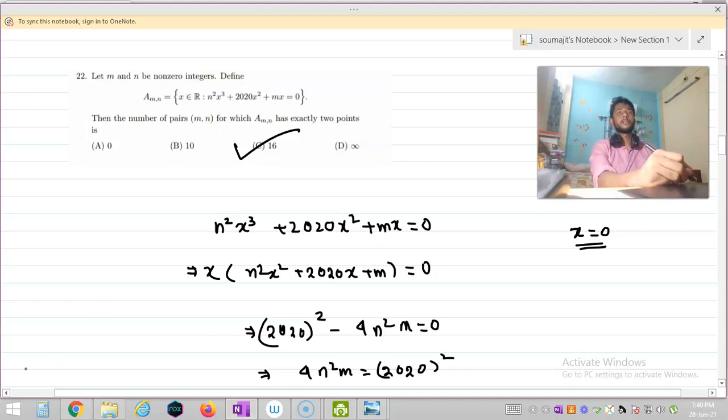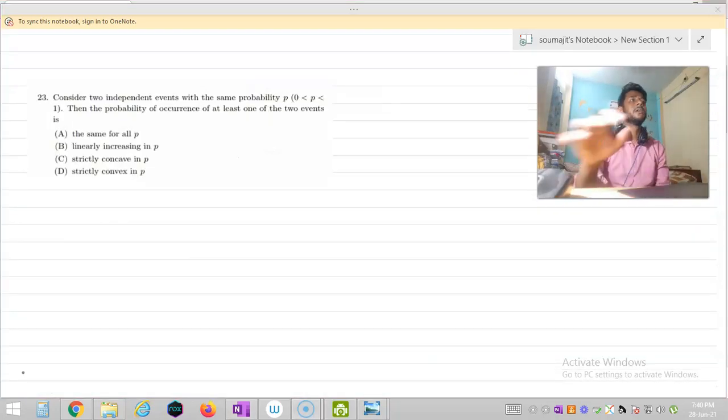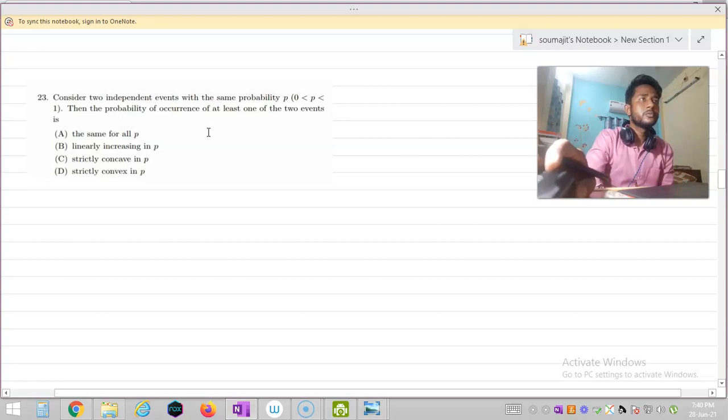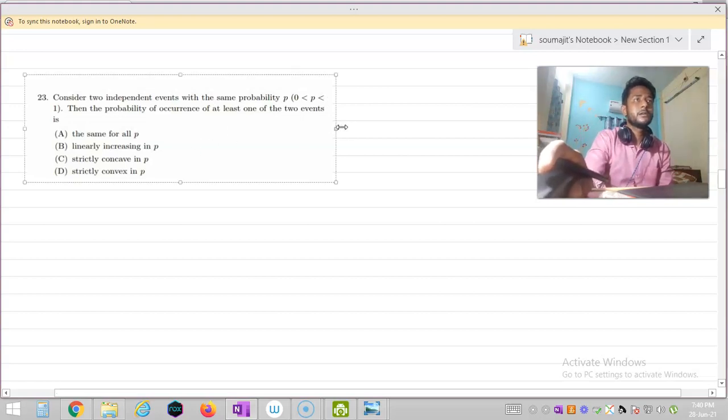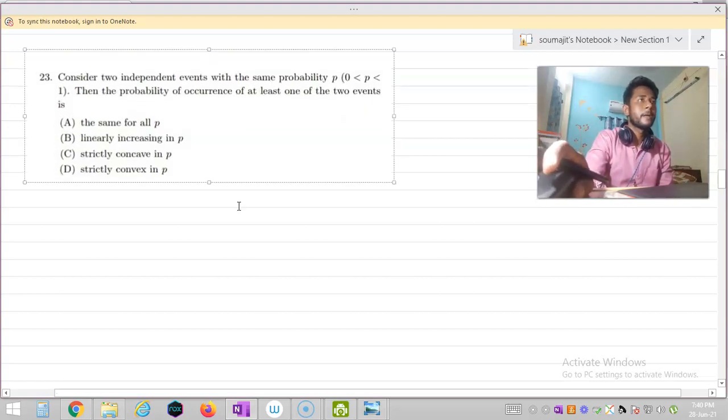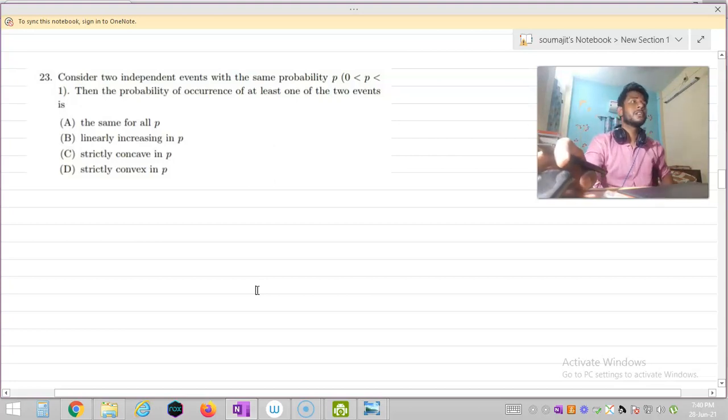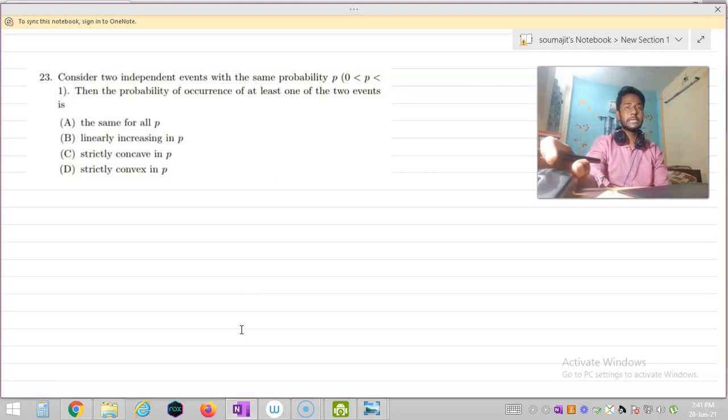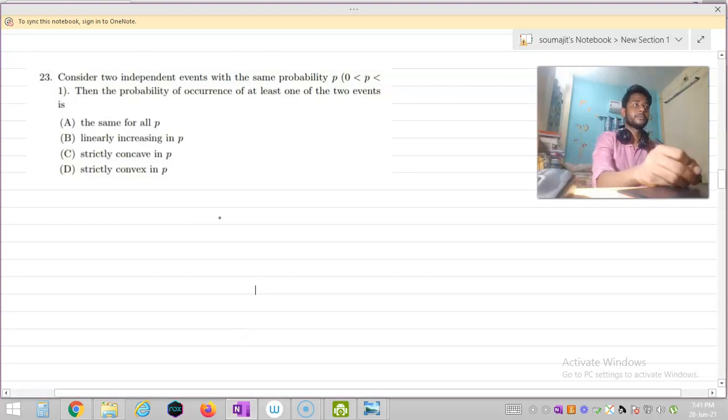Now let us solve the question number 23, which says that consider two independent events with the same probability P. Then the probability of the occurrence of at least one of the two events is the same for all P, increasing in P, strictly concave in P, or strictly convex in P. So we have to find out the correct option.